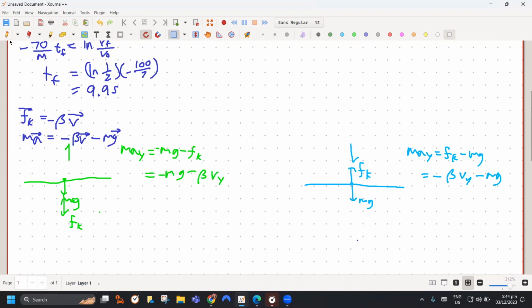Yung ginawa natin, yung case na ang velocity is only along Y. Nag-assume tayo sa free body diagram na ganyan. Kaya MA is equal to negative beta V minus mg.